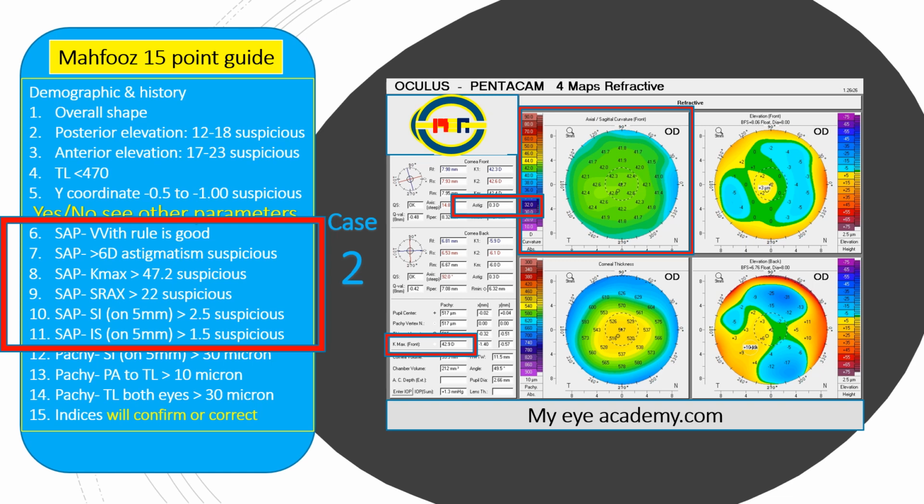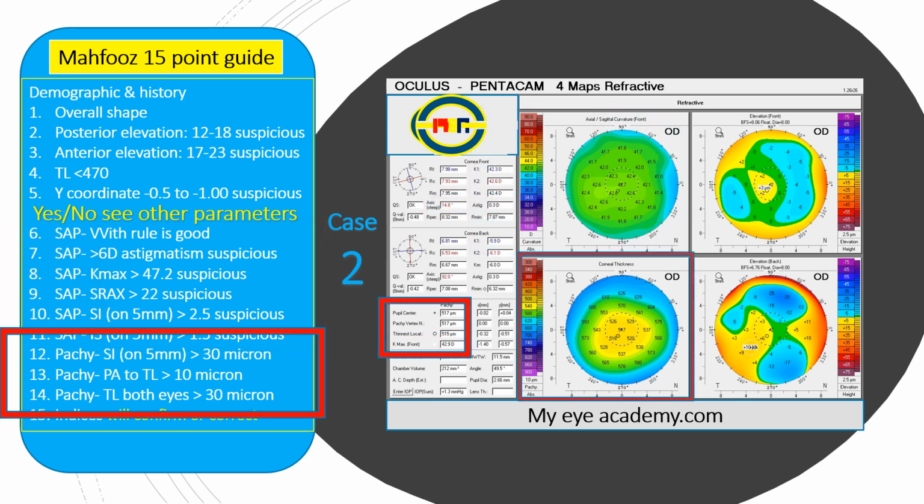On the SAP map, there's a bow tie, which is not very clearly visible. Astigmatism is less than 6. Kmax is normal range. No SRAX. Superior inferior and inferior superior readings are in the normal range.